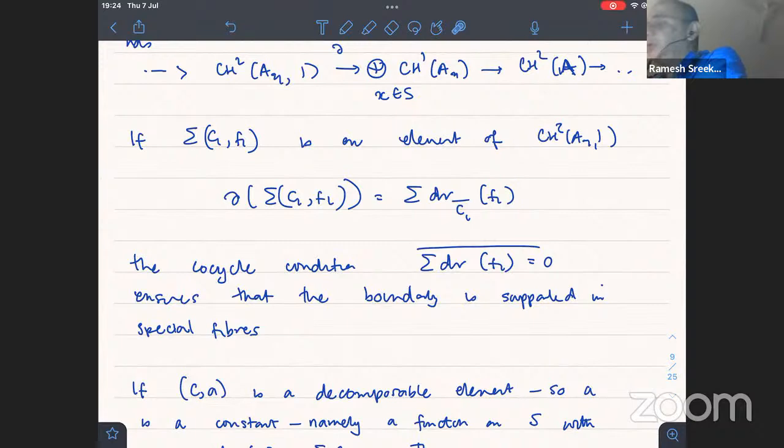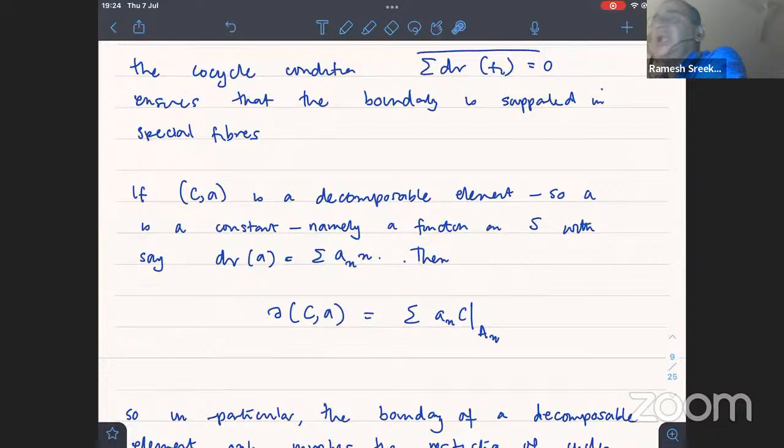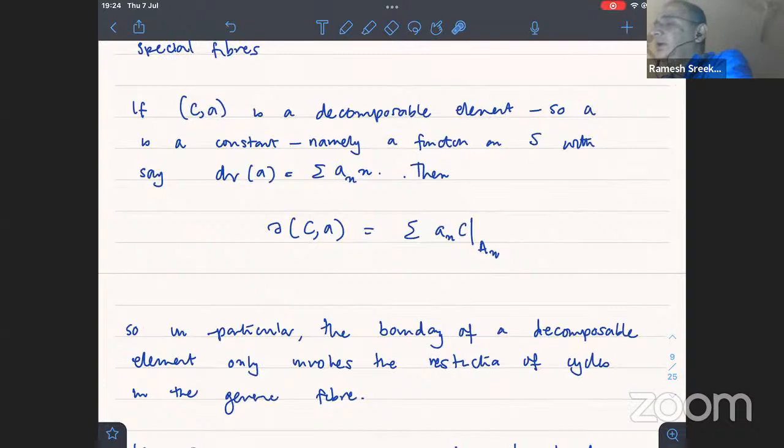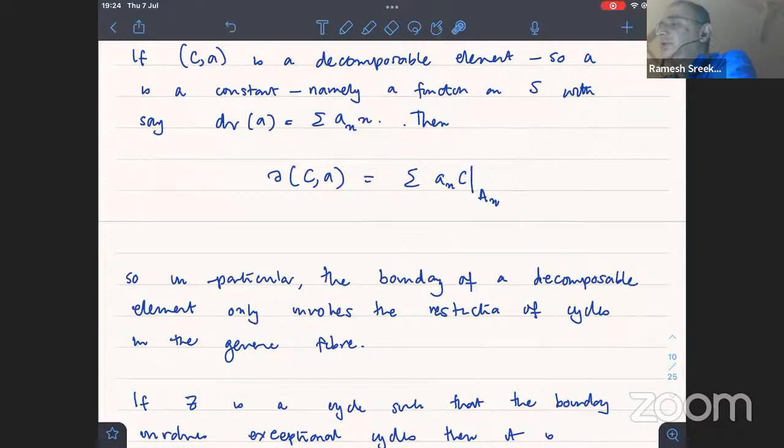So what if you have a decomposable element? Decomposable element means it's (C, A), where A is a constant function. A constant function means it's a function on the base, non-zero, which in this case is a modular curve, or just a curve in general. It'll be some function on that, so it has some divisor of A, which will be some summation a_x x, some bunch of points. Then the boundary of (C, A) is just the sum of a_x times the restriction of C to the fiber at x.